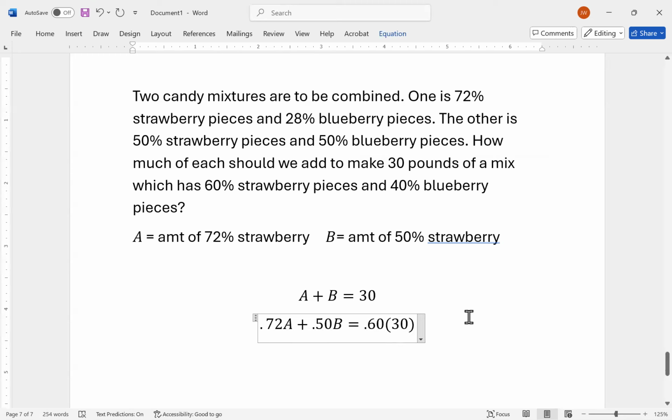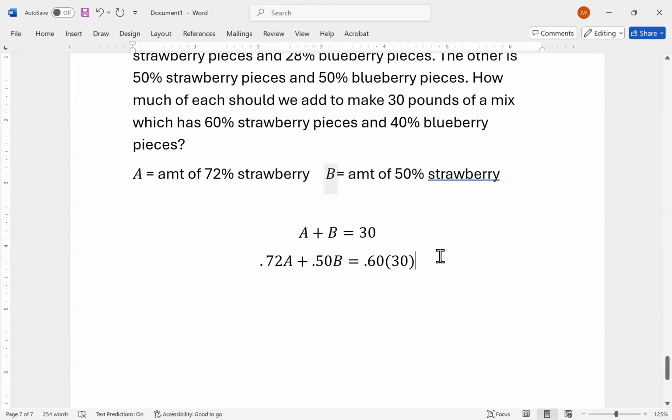30-pound mix. Now you may say, what about the blueberries? Well, it turns out if you did a blueberry percentage, it would just be the reverse. So it'd be 28% of A plus 50% of B is equal to 40% of the 30.